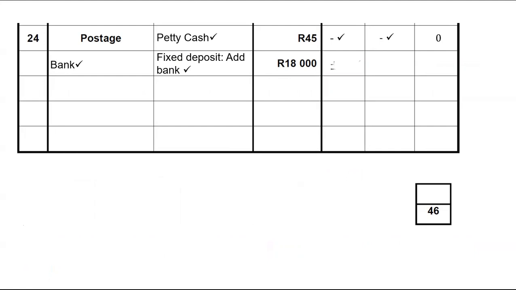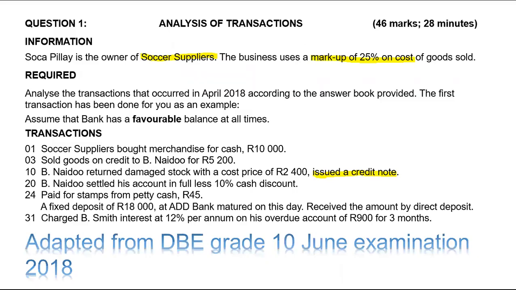The plus will be the money that was deposited into our bank account. The minus is the money that was taken out of the fixed deposit. Okay. And in this case, under liabilities we will have 0, and under owner's equity will also have 0. All right, let's check the next one.